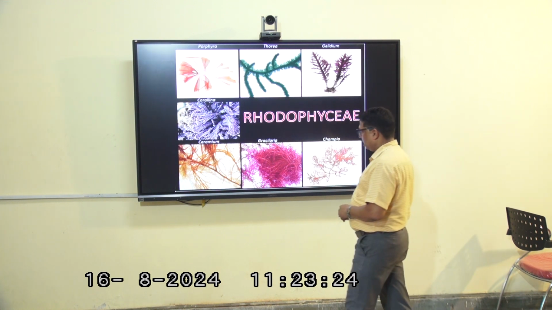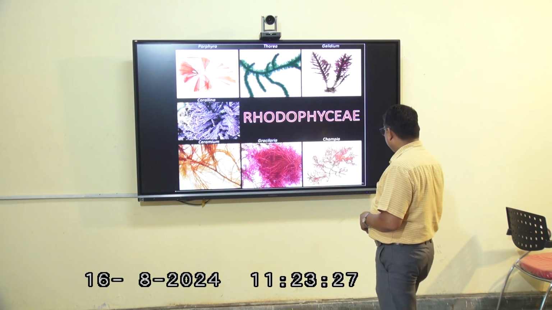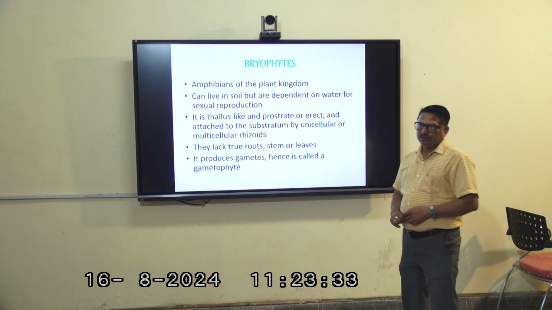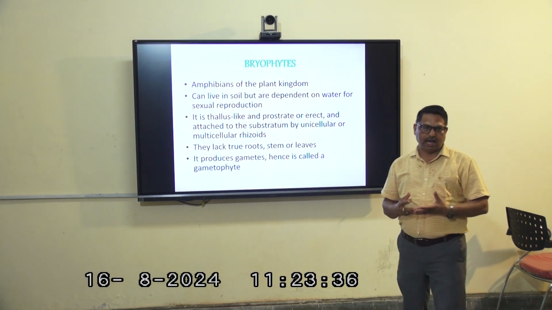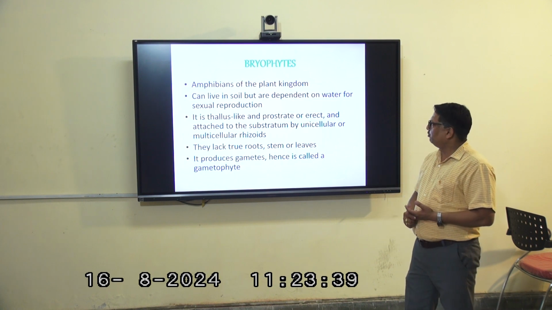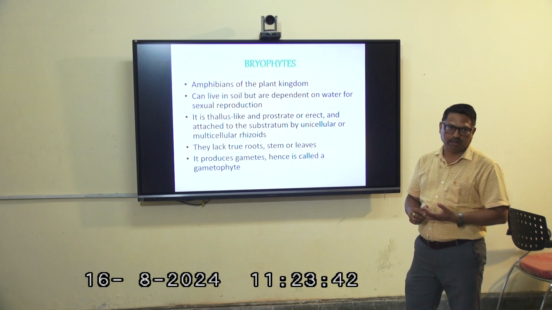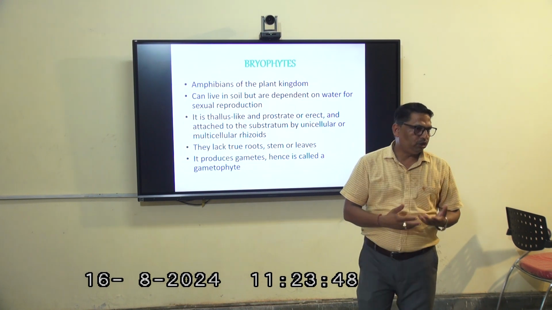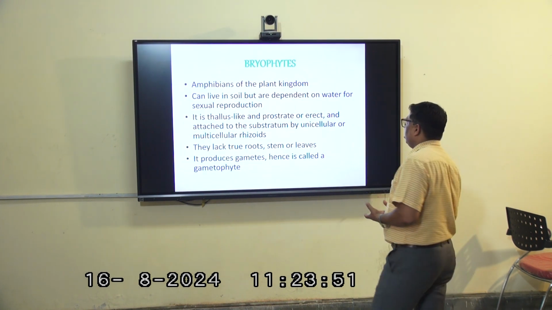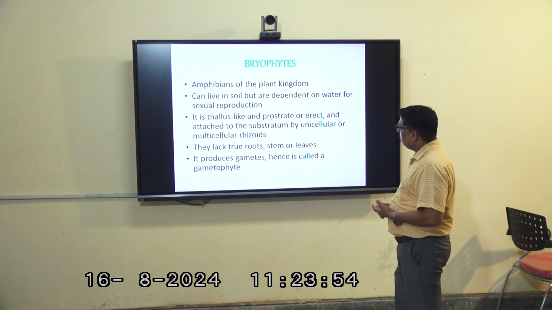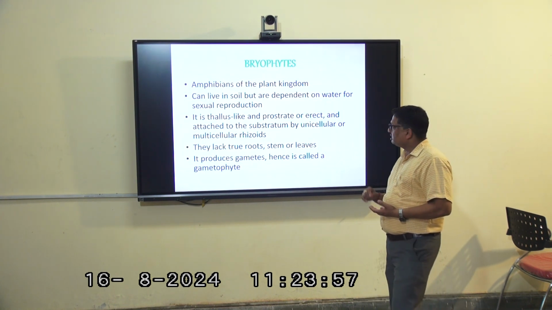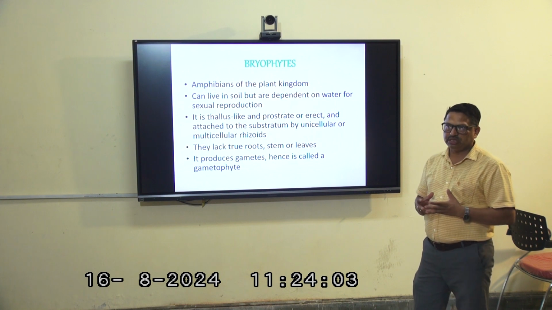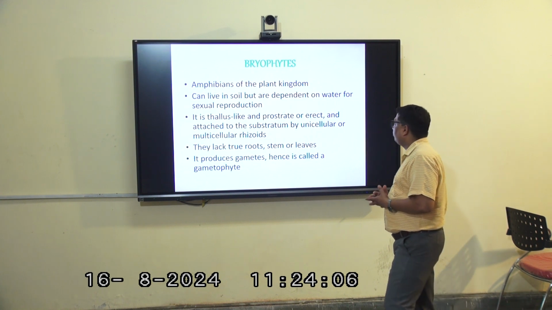These are the diagrams of Ulothrix, Sargassum, Gracilaria and Gelidium. And when you compare the smaller plants with the higher plants, these are again examples in the form of bryophytes. As I also covered earlier, they have a thalloid structure, and the plant body is not differentiated into root, stem and leaf. They have a simple thalloid structure, and they survive in a very specific habitat. They need a suitable temperature, and soil fertility is very important.